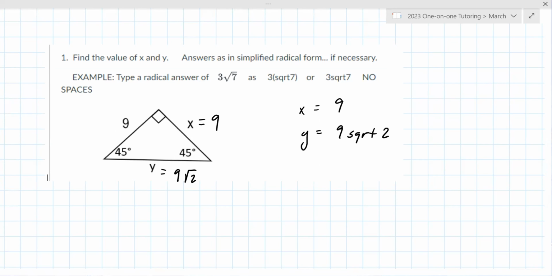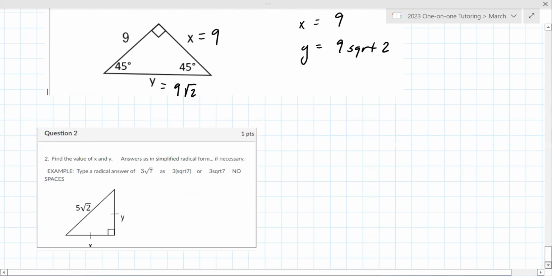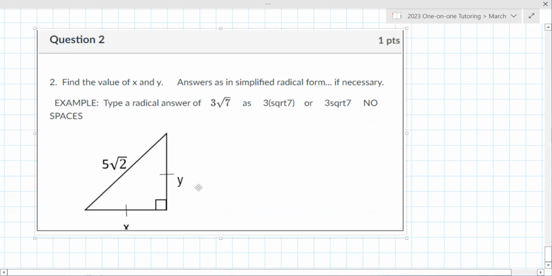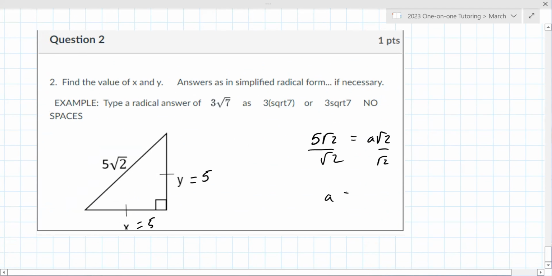Okay. Any questions on that? No. The first couple here are 45, 45, 90, so we'll be rolling through this pretty quickly. This time they're giving you the hypotenuse. Would X and Y be 5? Yes. So you're taking that 5 square root of 2, and we talked about this idea the other day, dividing it by the square root of 2. And that's why A is 5.